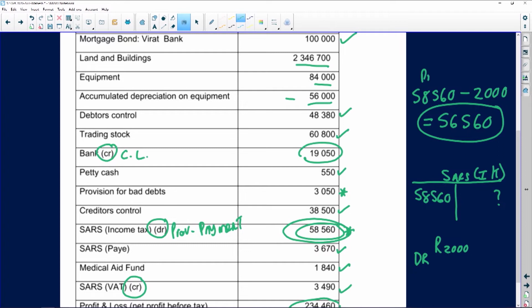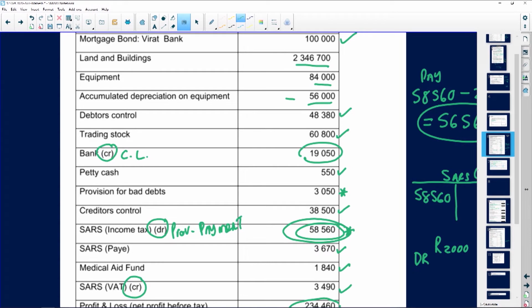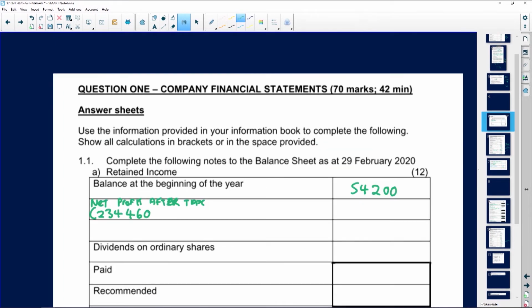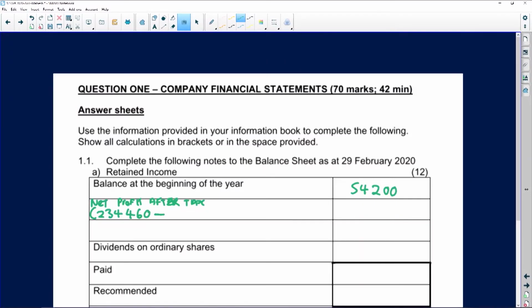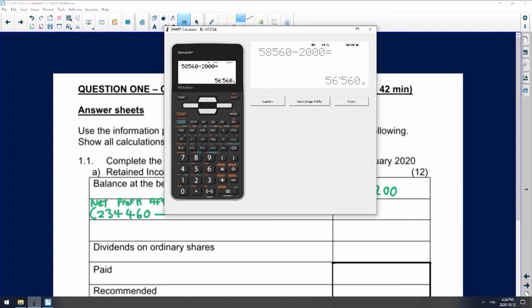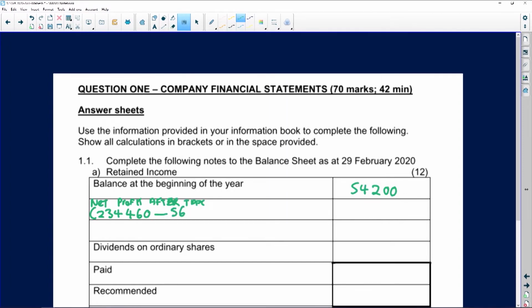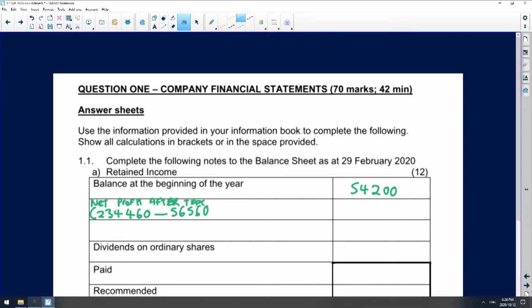That is how much I ended up paying SARS. So clearly I overpaid by 2,000 Rand. So where am I going to show this? In my retained income note. Remember, normally it wouldn't go in your retained income note, but because net profit after tax was not given to me, remember from the previous week, you were given net profit before tax. So I still need to subtract my income tax amount, and that amount is what we just calculated, 56,560. Let's just quickly double check.